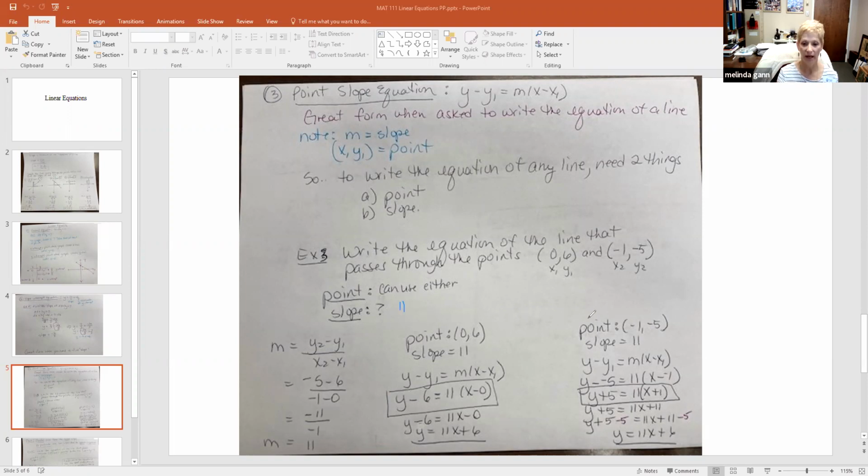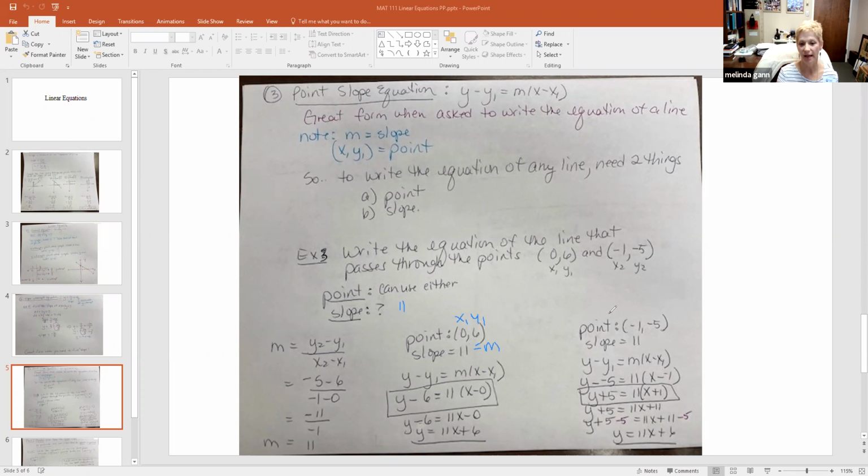Now, which point should I use? Okay, I'm going to show you it doesn't matter. Suppose I decided to use this first point, (0, 6). Well, remember, then this is my x1, y1 that I'm going to plug in here. So y minus my y coordinate is 6 equals my slope, remember, slope is your m. My slope is 11, and then x minus the x part of my point is 0. Now, if they just tell you to write the equation of a line, you can stop and box it right here. I'd be satisfied.